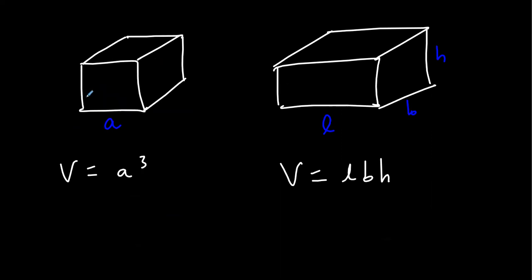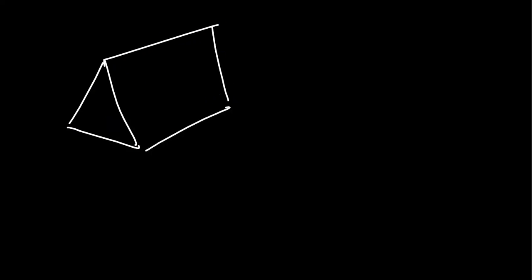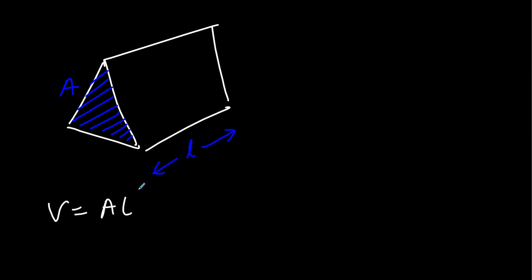Okay, next up we have prisms and cylinders. So if the cross section of the prism is A, and the length of the prism is L, then the volume of the prism is A times L.